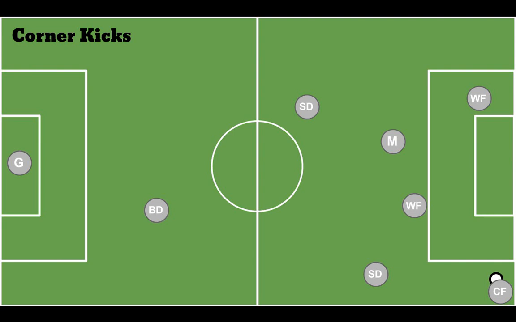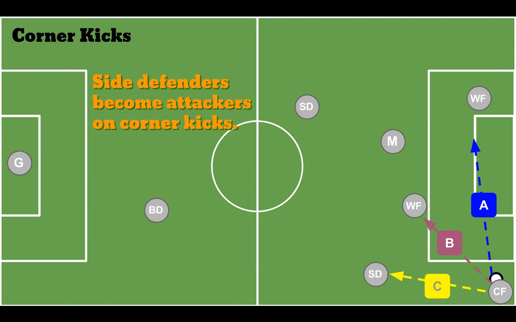We have an A, B, and C, and remember, A is aggressive, so it's going to the middle of the field, right into the box. B is a little more sideways, so we're going to the top of the box, but on the near post. And C is back to that side defender. You can see our side defenders come all the way up to support the corner kick.